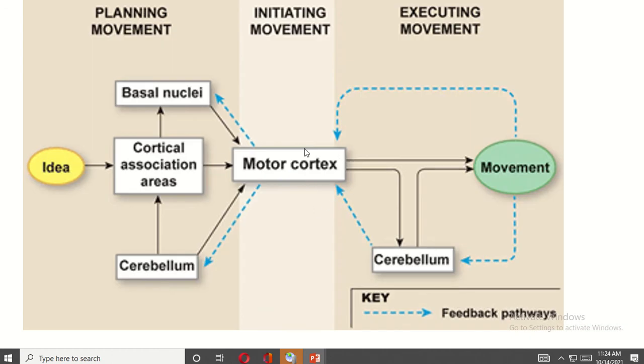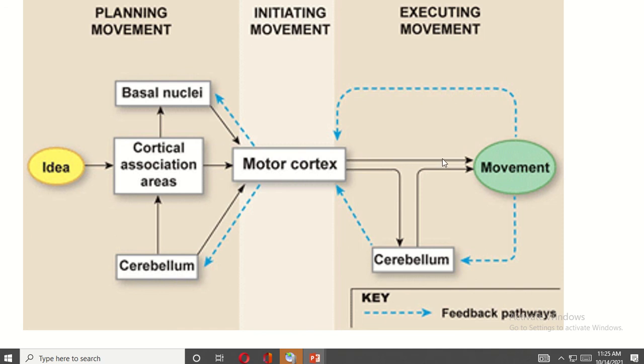This is the motor cortex of the cerebrum. In this slide, I will briefly discuss the function of the cerebellum and the role of the glomerulus. This is the motor cortex. You see, the motor cortex gives motor information to the basal nuclei, and the basal nuclei also send feedback to the motor cortex. Other cortical association areas give information to the motor cortex. The motor cortex also receives information from the cerebellum and also gives information to the cerebellum.